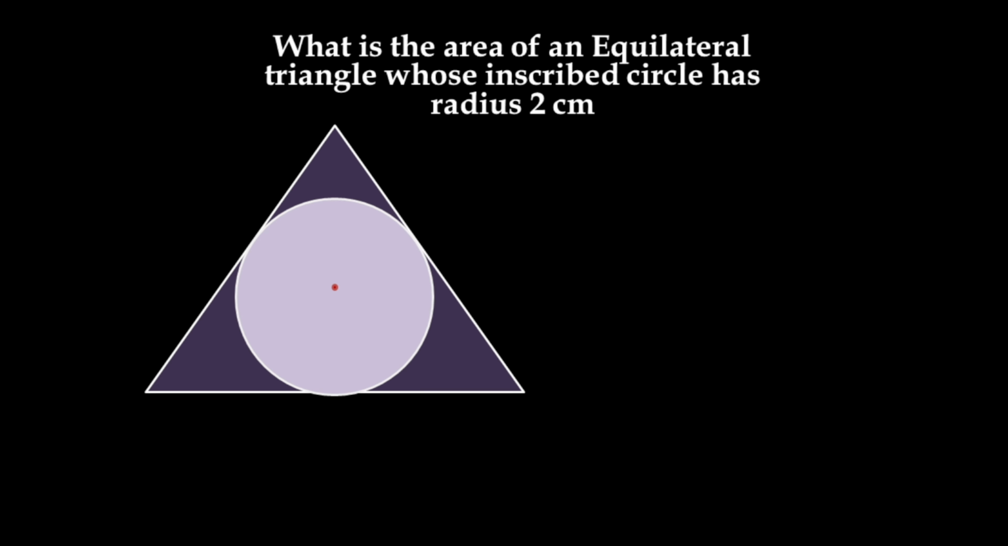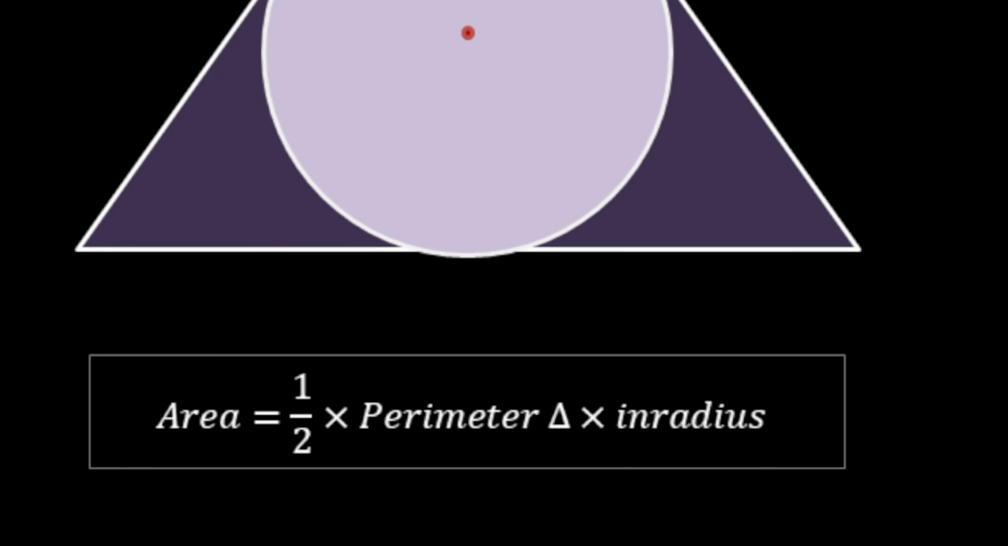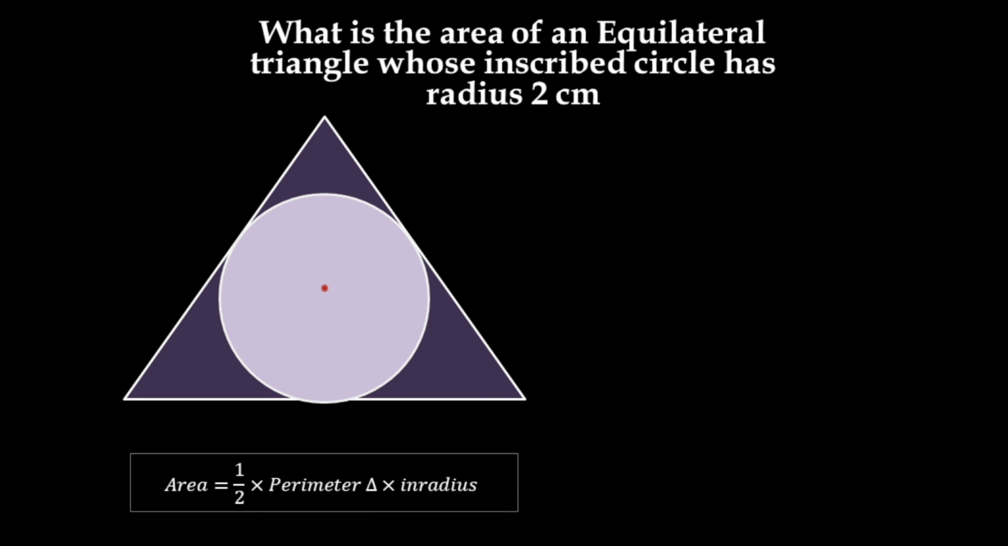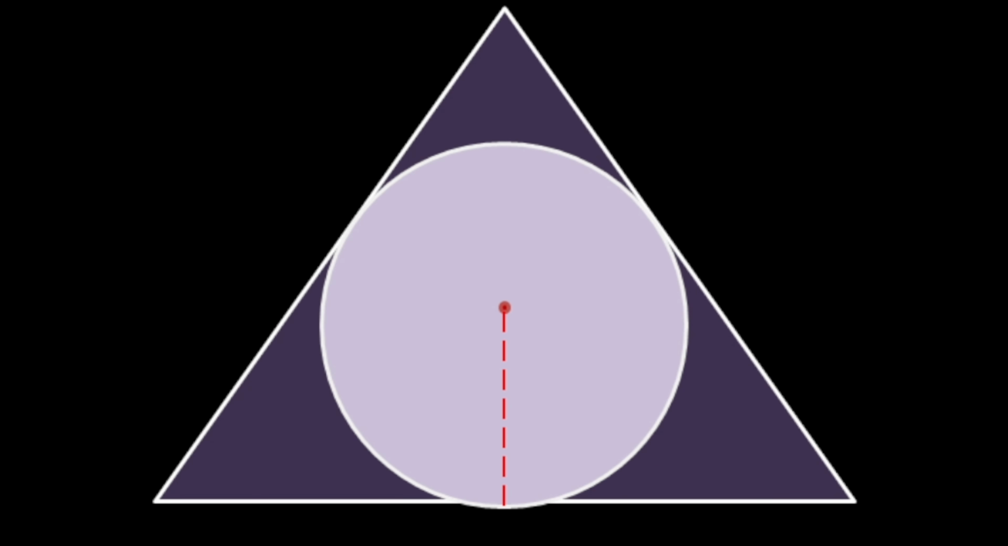Then the circle has to have a center. Now the formula to do this kind of question is 1 over 2 times the perimeter of the triangle times the radius of the inscribed circle, that is the inradius. So let's get started by saying, if I want to consider the radius of this circle, which is 2 centimeters, that means from the center to any part of the circumference.